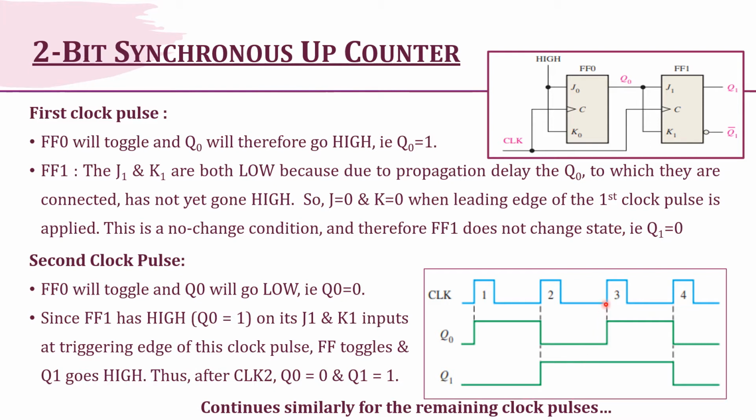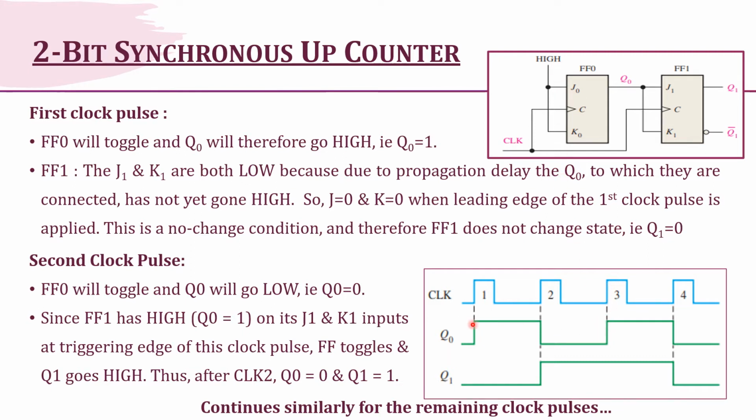So what about the third clock pulse? At the third clock pulse, when we look into FF0, it will toggle because the J0 and K0 value is 1, which makes it toggle its state.